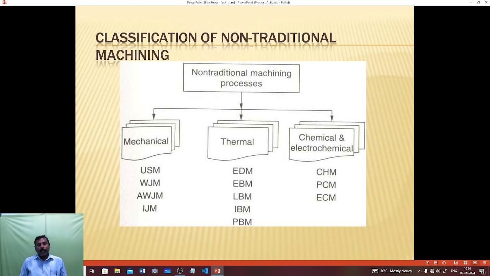So, various processes in the mechanical type. First one is USM, which means ultrasonic machining process, then water jet machining process, then abrasive water jet machining process. Then the thermal process methods are, first one is EDM, then EBM, then LBM, then IBM, then BBM. Then the electrochemical methods are CHM, DCM, and ECM processes.